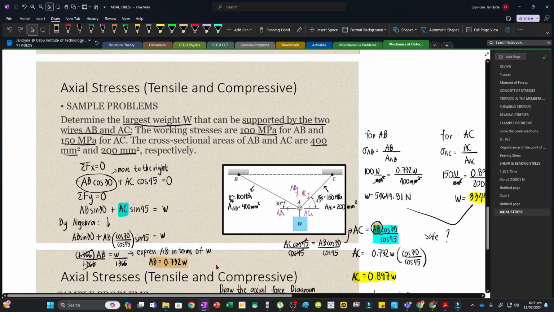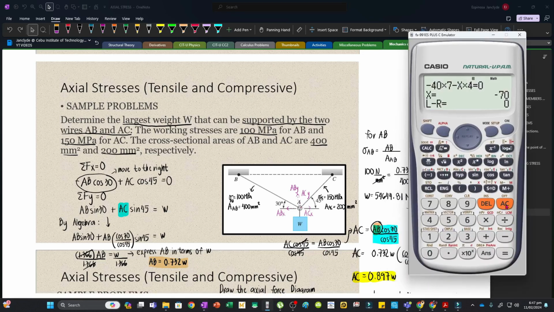Now, for this item, you can actually get the coefficient of W just by using a calculator technique. Now, let's try to do that. Press mode, and then go to equation, and then pick two equations, two unknowns. And then we'll type here our coefficients of AB and AC. Our first equation is negative AB cos 30, and so this is minus cos 30. And then the coefficient of AC is cos 45. And then for the second equation, we have AB sine 30, so we have sine 30 and then plus sine 45. That's equal to W. However, note that W is still an unknown.